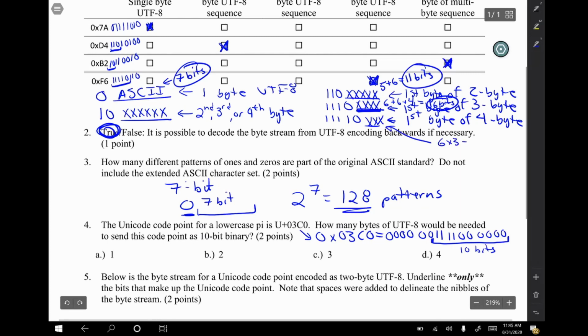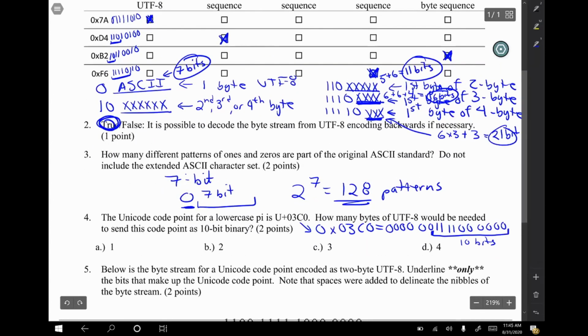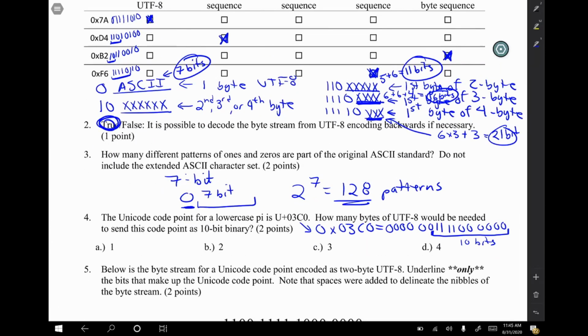So 6 times 3 plus the 3 bits that are available in the payload of the first byte. So we'll have those 3 bits there. So what we've got is 6 times 3, that's 18, plus 3, that's 21 bits. So this gives us the different requirements.